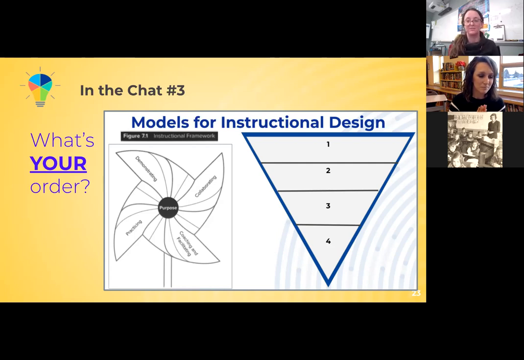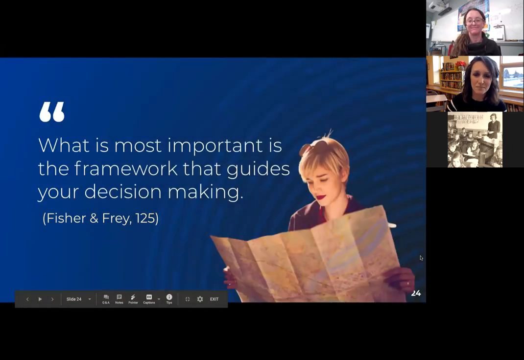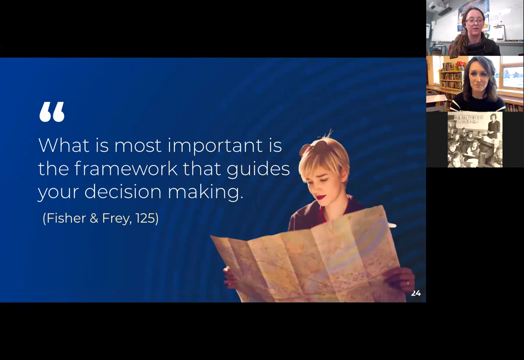I like how there's some different terminology here, and I think that's key. We don't want to get bogged down by the jargon in this. It's really this bigger picture, the structure framework, that we want to focus on. We hope you take that from this session. So Fisher and Frey, quoting from their book: what is most important is the framework that guides your decision making. So similarly, we want to focus on the framework to guide us towards that why.